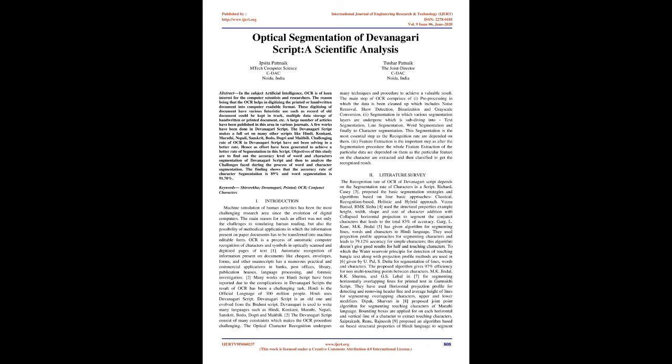Introduction. Machine simulation of human activities has been the most challenging research area since the evolution of digital computers. The main reason for such an effort was not only the challenges in simulating human reading, but also the possibility of methodical applications in which the information present on paper documents has to be transferred into machine-editable form. OCR is a process of automatic computer recognition of characters and symbols in optically scanned and digitized pages of text.